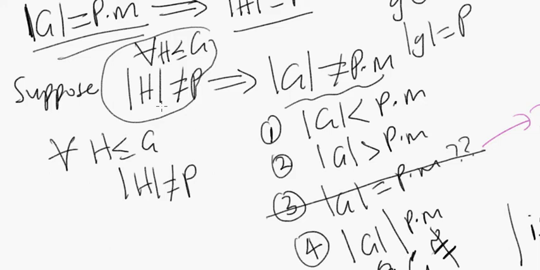Well, we said before, we could conclude from there that if the order of H must divide the order of the group and the order of H does not equal P, can't we say that the order of H divides M? Okay, if the order of H divides M for every subgroup, oh, maybe that's it.